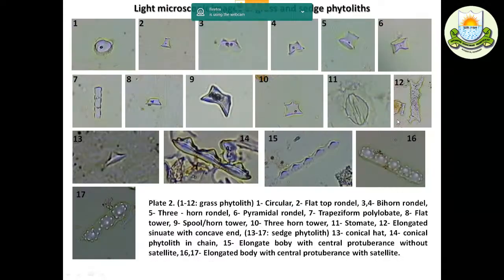Okay. Now these are called rondelles. These are rondelle morphotypes, and these are chiefly produced by the members of Pooideae, which are C3 grasses.